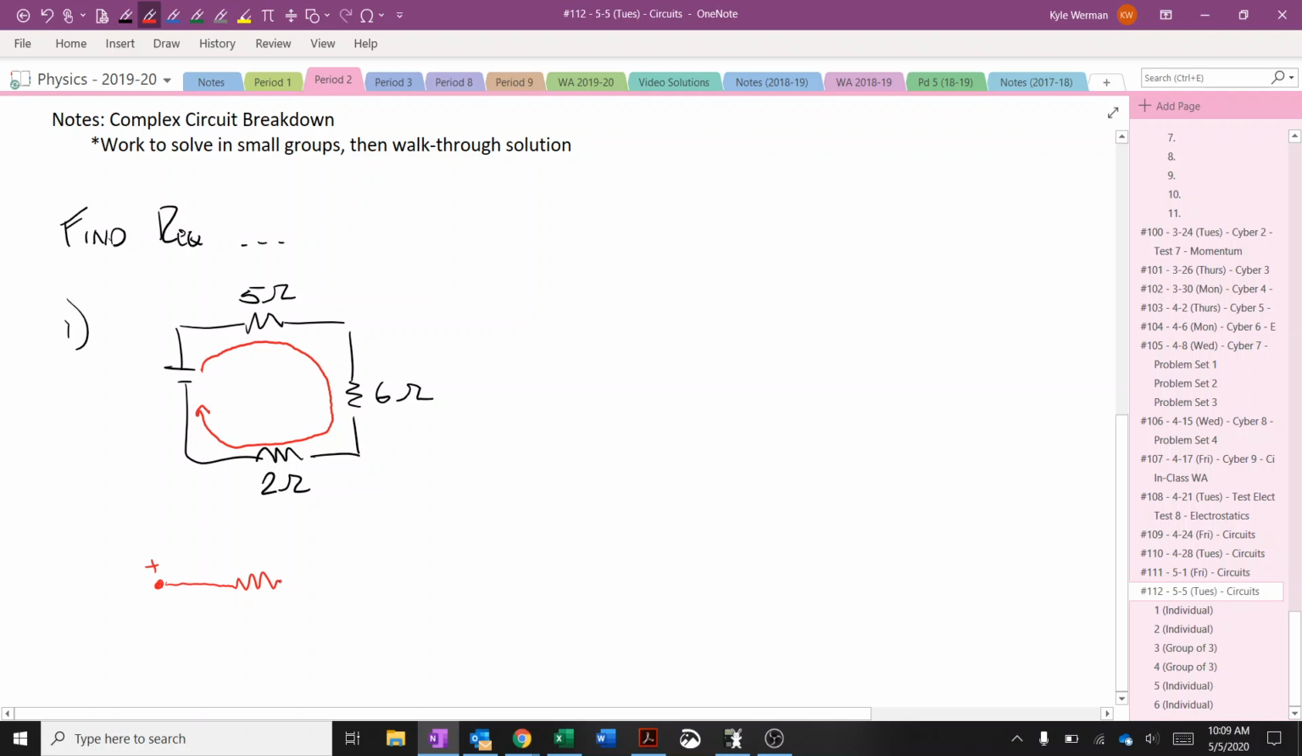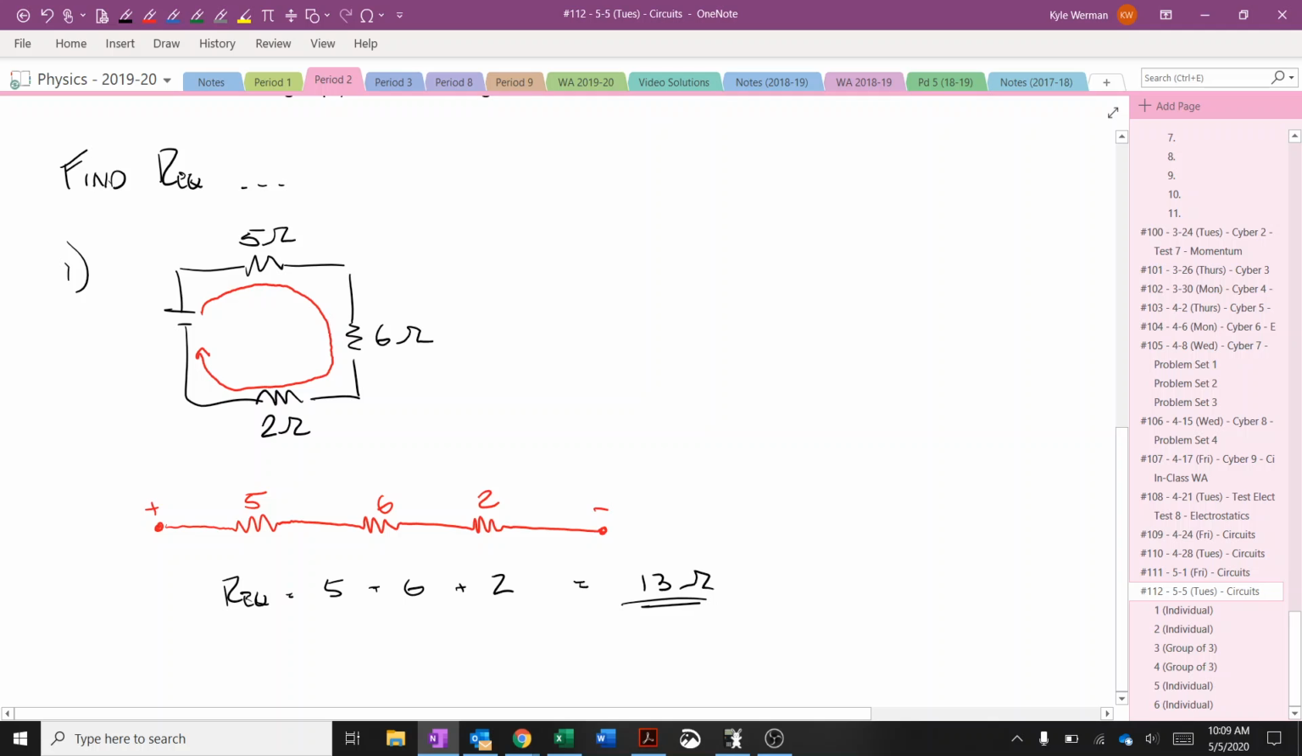And every time I hit a resistor, I'm going to draw it. And I can just redraw this circuit just like this, from positive to negative. And I can write in the values 5, 6, and 2. And now I can clearly see there's one pathway through. And so I can just add, right? Equivalent resistance is just going to be 5 plus 6 plus 2, and I get 13 ohms. So this is a method of redrawing a circuit to organize and identify what pathways you have.